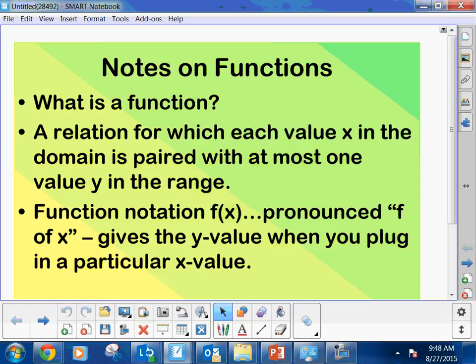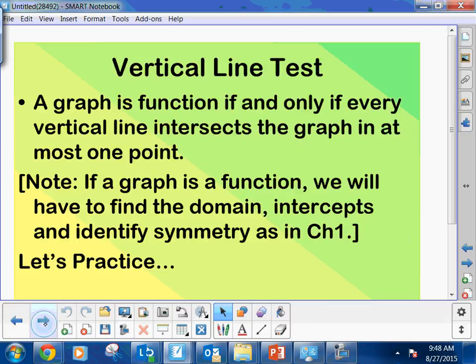Now, if y'all are finished writing that down, we'll move over to the next part of these notes. That has to do with a really formal definition of function notation. And you're going to find out the vertical line test: a graph is a function if and only if every vertical line intersects the graph in at most one point. I want you to write down the note: if a graph is a function, we'll have to find the domain, the intercepts, and identify the symmetry.